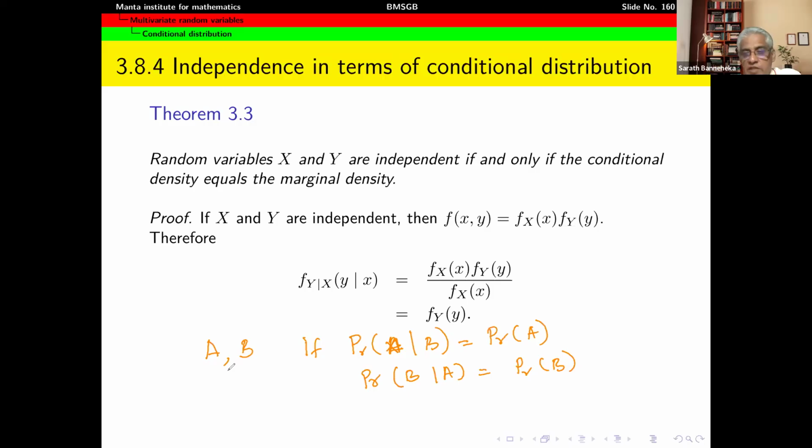And going with the same idea, we can now define that the random variables x and y are independent if and only if the conditional density equals the marginal density, right? So that means if the conditional distribution of one random variable given the other one is equal to the marginal distribution of the first variable, right? So you can see it's very similar to the idea of independence of events, right?